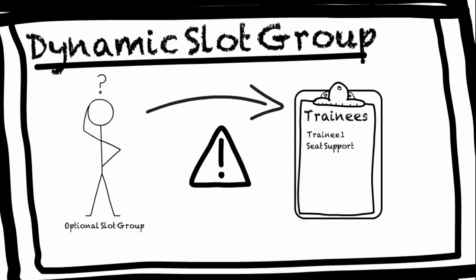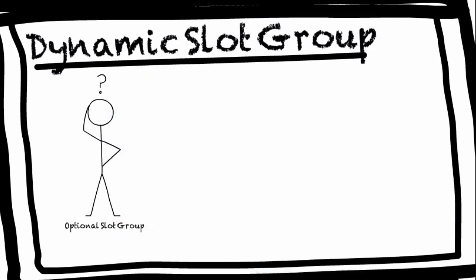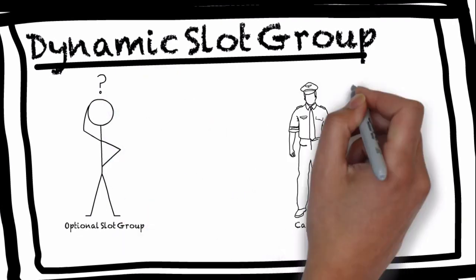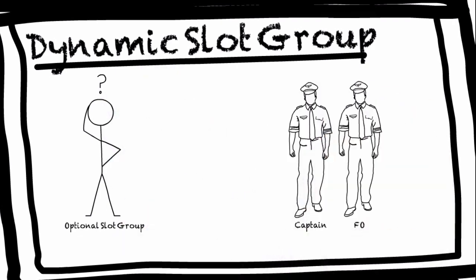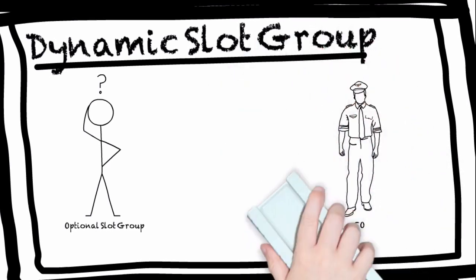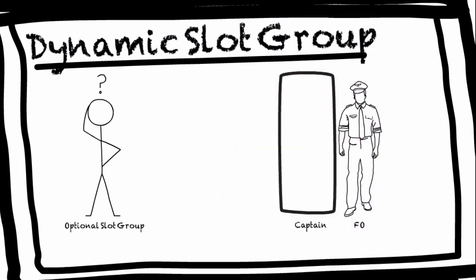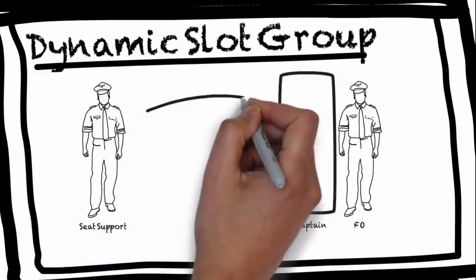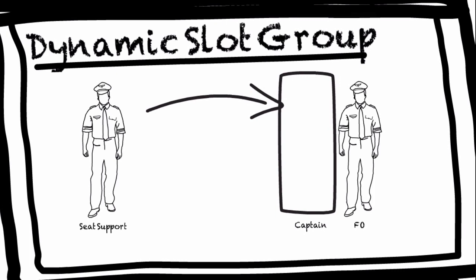For example, let us assume we need 2 trainees for the event, 1 captain trainee and 1 first officer trainee. If there is no captain assigned, then we need a seat support for the first officer. And if the first officer is missing, we have to find another first officer as a seat support for the captain.